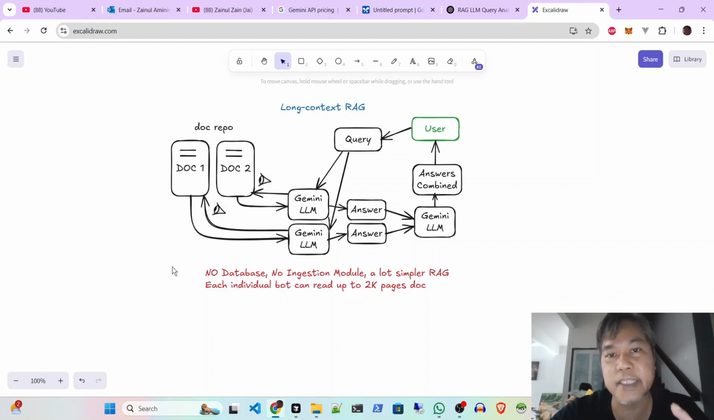So, if you are interested in this, you might want to test it yourself and see how good it is. To me personally, I would rather use this kind of RAG system compared to the naive RAG, or especially the graph RAG. That one I really don't like. Straight away, I just want to say that.